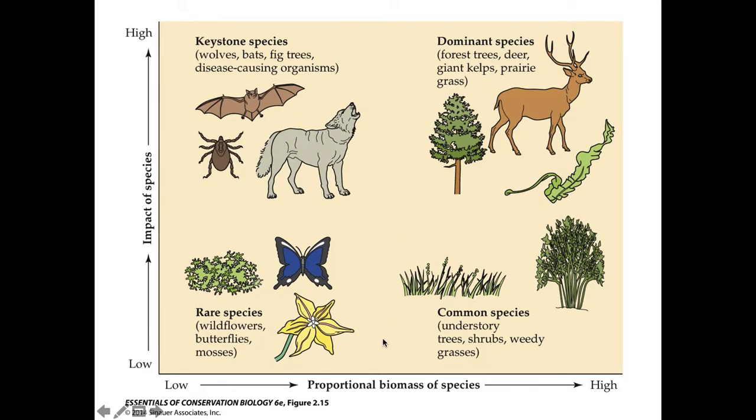If we come down here, these are species that have lower impacts on the ecosystem, but common species have high biomass. So there are things like grasses, shrubs, a lot of plants in these examples. And then there are rare species. These have low impact, but also low biomass. So it might be like a rare butterfly or a moss. They don't have a large impact on the ecosystem. They are part of the biodiversity.